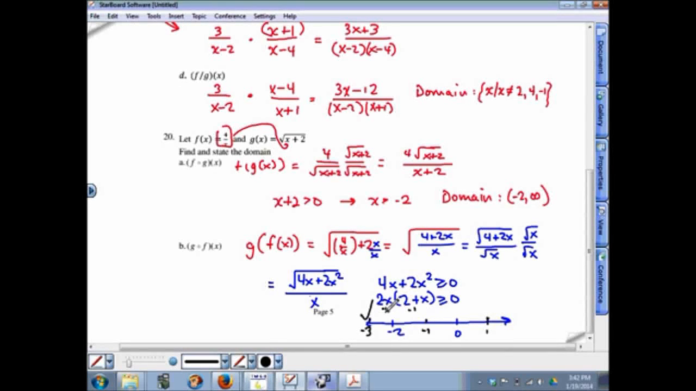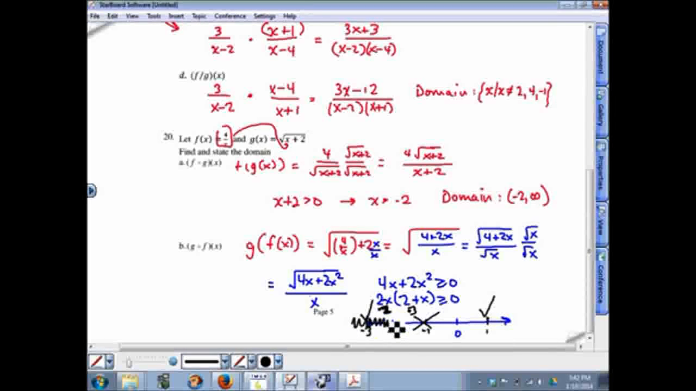If you plug in a -1, then 2 times -1 is -2. 2 plus -1 is just a positive 1. -2 times 1 is -2, which is not greater than or equal to 0. So this interval didn't work. And then positive 1, 2 times 1 is 2. 2 plus 1 is 3. 2 times 3 is 6. 6 is greater than or equal to 0, so that interval checks out as well.